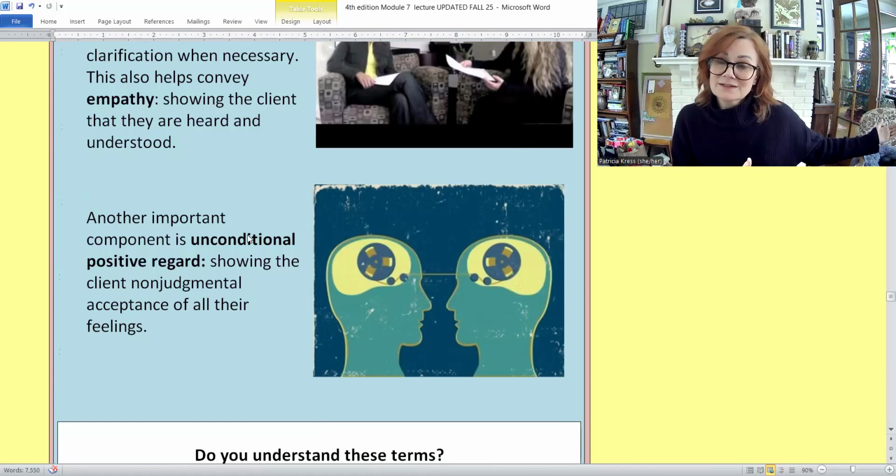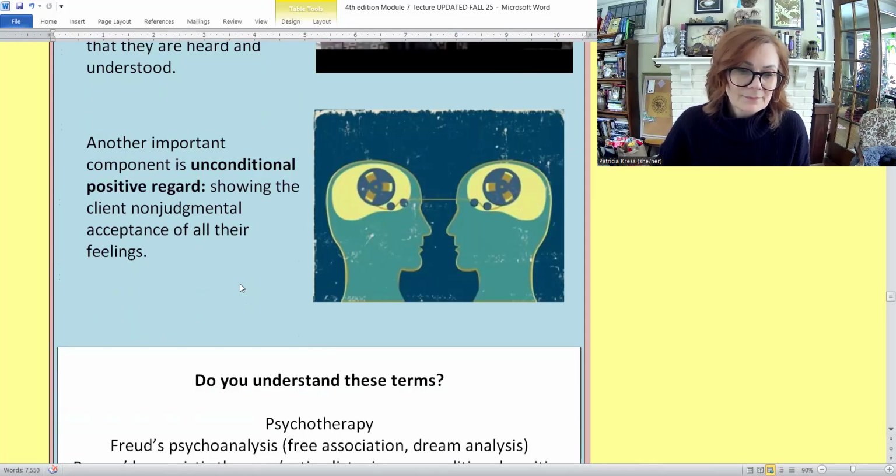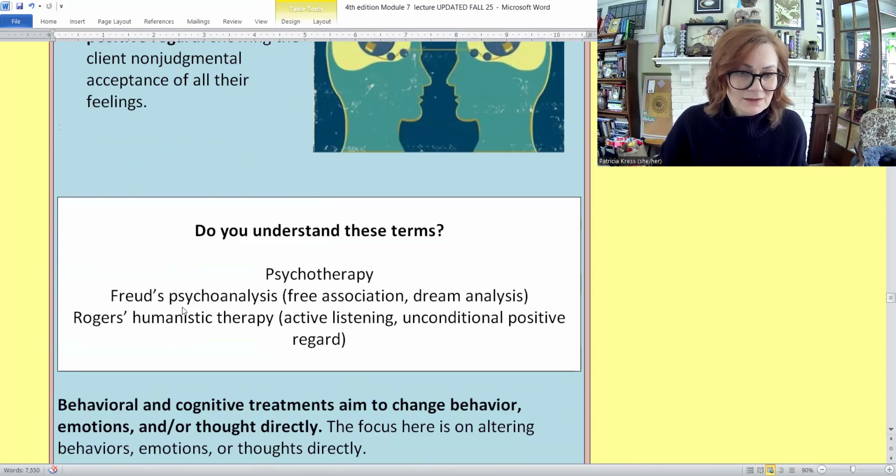Because it's the opposite of conditions of worth. And if you remember back to our previous module 6, we were talking about how, according to Rogers, that's the reason why people are miserable, is they grew up under conditions of worth, feeling like they have to be a certain way in order to be loved and lovable. This is counteracting that. It's saying, just the way you are, you're absolutely fine. Okay, so we got psychotherapy with Freud's psychoanalysis, and we've got humanistic therapy along the lines of Rogers, active listening and unconditional positive regard.